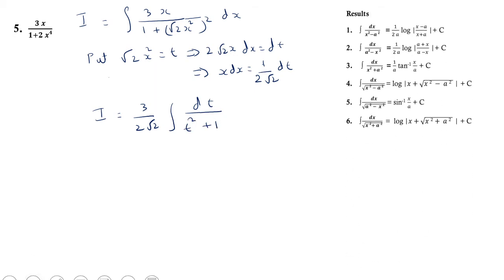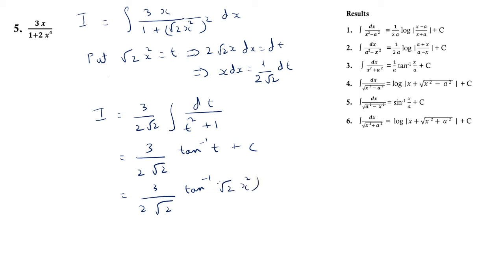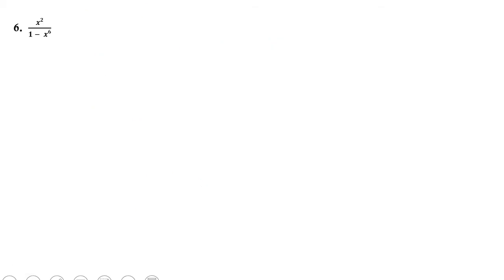So we have the results here. Among these we can use integral dx by x square plus a square is equal to 1 by a tan inverse x by a plus c. So we have I is equal to 3 by 2 root 2 tan inverse t plus c. Now we have to substitute for t in terms of x. So t is root 2 x square, plus c. So we have got the integral of the given function.